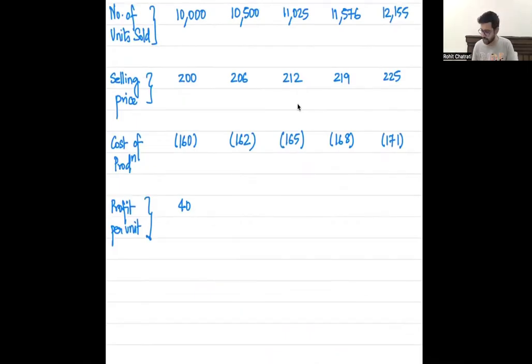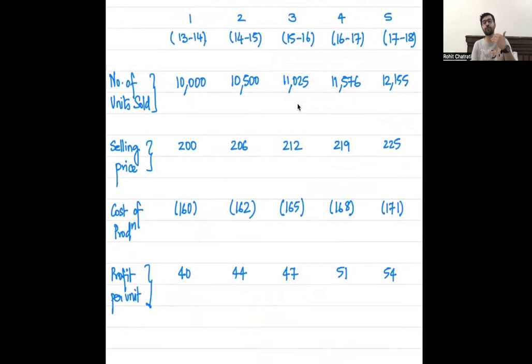Let me just recheck that. Yes, it's going to be 44 in year 2. 212 less 165 is going to be 47. 219 less 168 is equal to 51, and 225 less 171 will be equal to 54. These are the estimated profit per unit. So in each of the future years, I expect to make a profit of 40, 44, 47, 51, and 54 respectively. So let's focus on year 1.